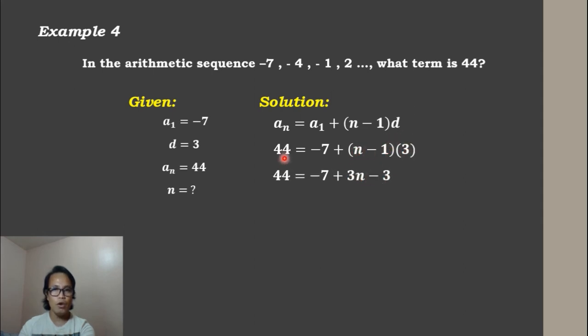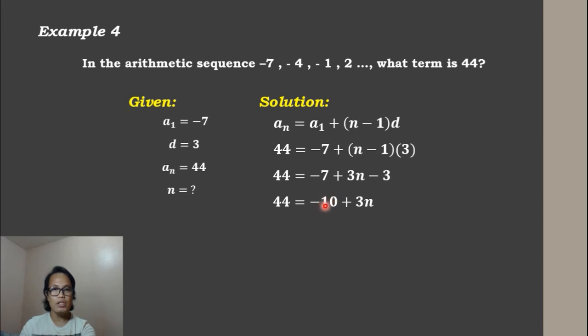So this becomes, we copy 44, we copy negative 7. 3 times n is of course 3n. 3 times negative 1 is negative 3. This time we combine like terms. We can combine negative 7 and negative 3. So this becomes negative 10.